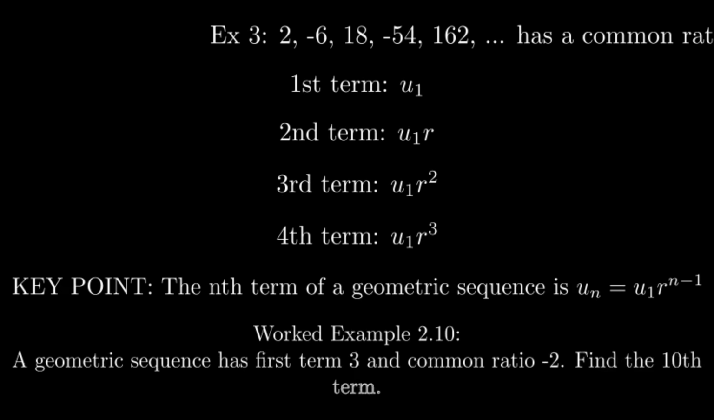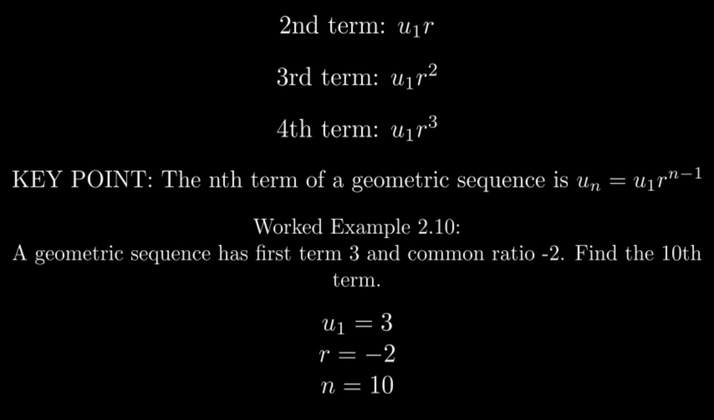A geometric sequence has a first term of 3 and a common ratio of -2. We need to find the 10th term. First, let's identify our variables for the formula. The first term, u sub 1, is 3. The common ratio r is -2. And we want to find the 10th term, so n is 10.